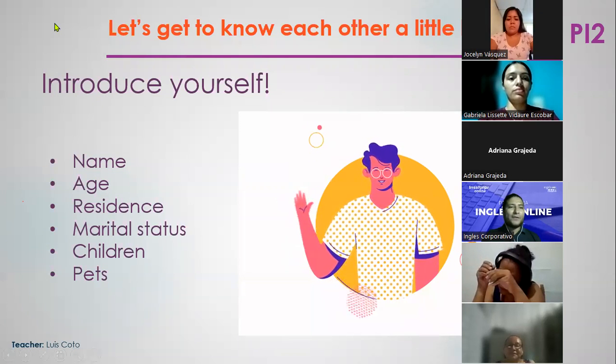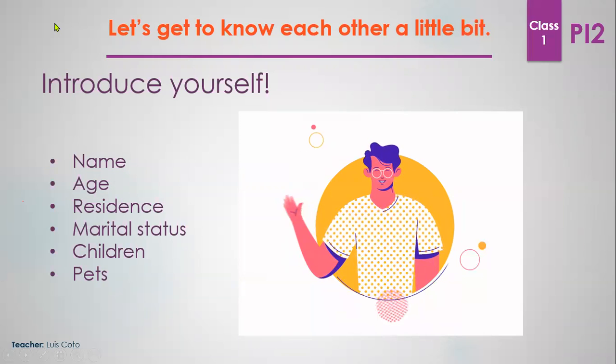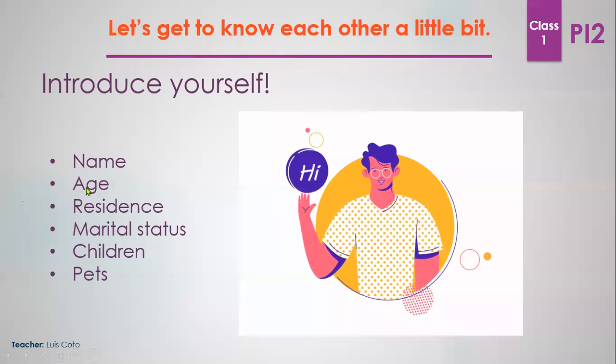Okay, Evelyn, go ahead. Good evening. My name is Evelyn Beatriz. My last name is Salguero de Sandoval. I live in Mexicanos. How old are you, Evelyn?